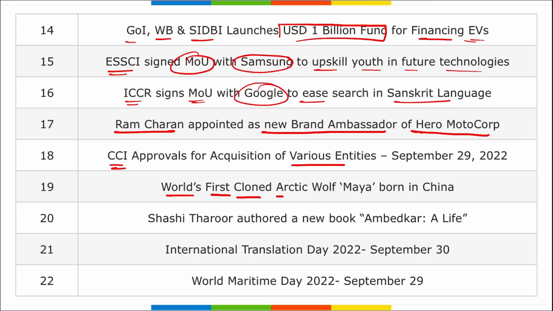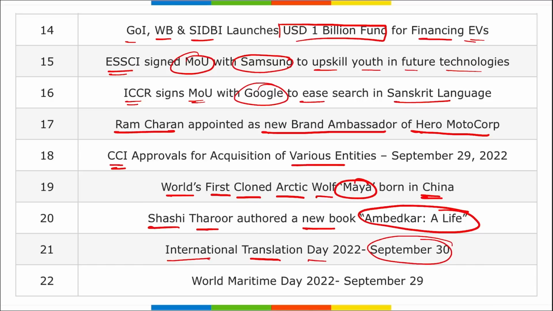World's first cloned Arctic wolf named Maya was born in China and its cells were used in the beagle. Shashi Tharoor authored a new book, Ambedkar: A Life. International Translation Day on 30th of September and on 29th September World Maritime Day. So that's all for the day, friends.